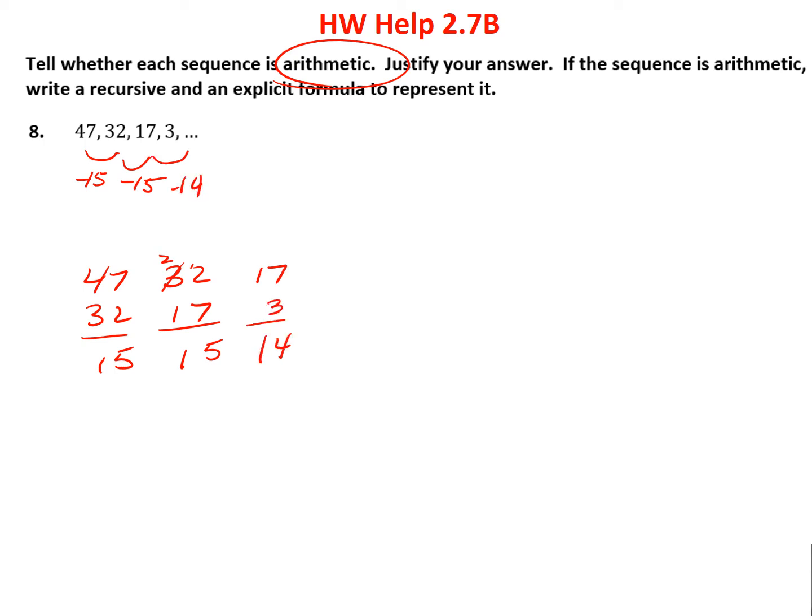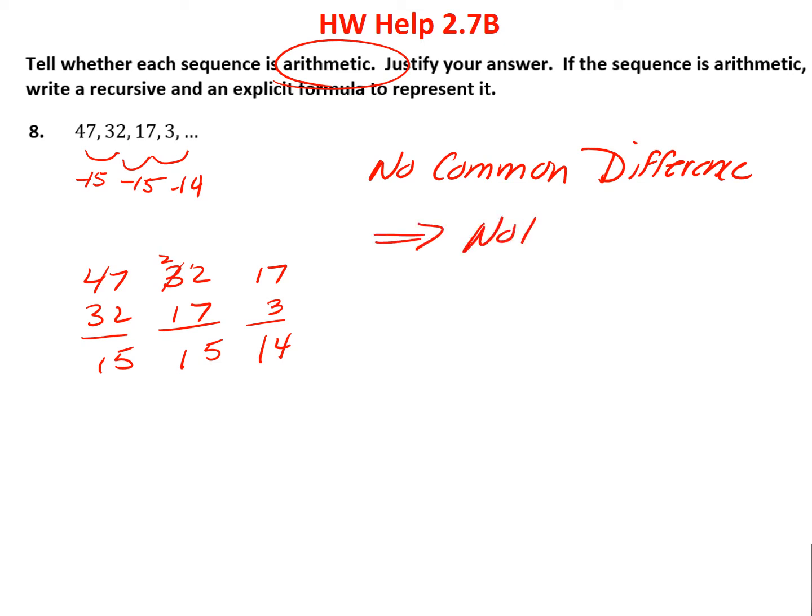So at the end, it went down twice the same, but not the others. So once again, no common difference. It has to be the same on every sequence. So don't just look at 2. If we'd looked at the first 2, we might say, oh, it's a sequence. We've got to look at all the terms to see if it is. So that implies not an arithmetic sequence.